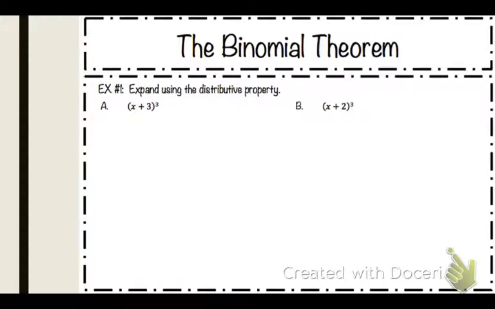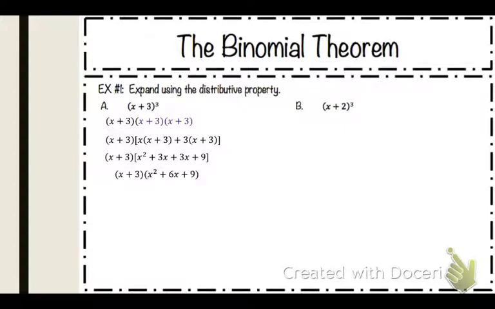Okay? So let's do some examples. Let's expand these using the distributive property and see the difference between using distributive property and the binomial theorem. Okay? So first, x plus 3 cubed means we have x plus 3 times x plus 3 times x plus 3. Correct? And then I'm going to multiply the last two x plus 3's together using distribution. So I have x plus 3, and then I multiply the x to the x plus 3 and the 3 times the x plus 3. You end up with x squared plus 3x plus 3x plus 9. You combine those two x terms, you get x squared plus 6x plus 9.